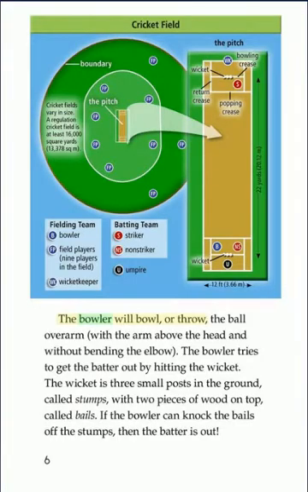The bowler will bowl or throw the ball overarm, with the arm above the head and without bending the elbow. The bowler tries to get the batter out by hitting the wicket. The wicket is 3 small posts in the ground, called stumps, with 2 pieces of wood on top, called bails. If the bowler can knock the bails off the stumps, then the batter is out.